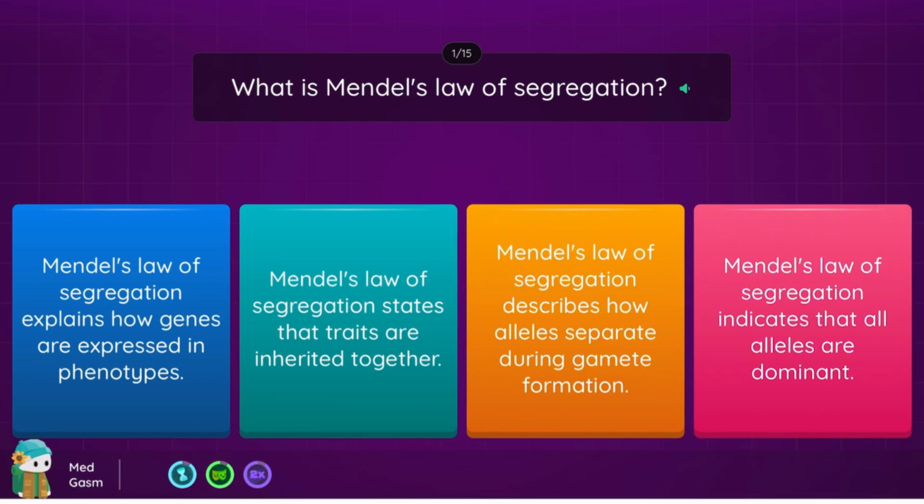Option 4. Mendel's law of segregation indicates that all alleles are dominant.